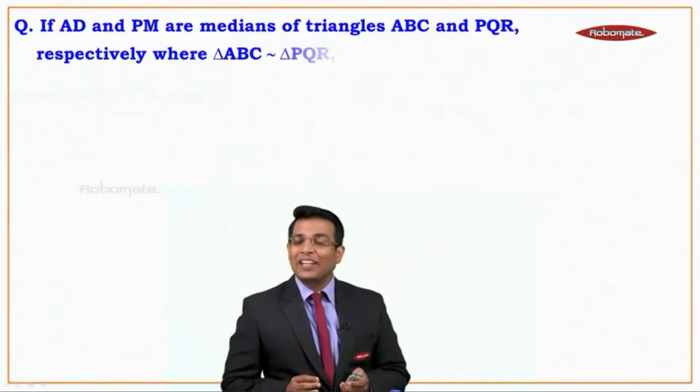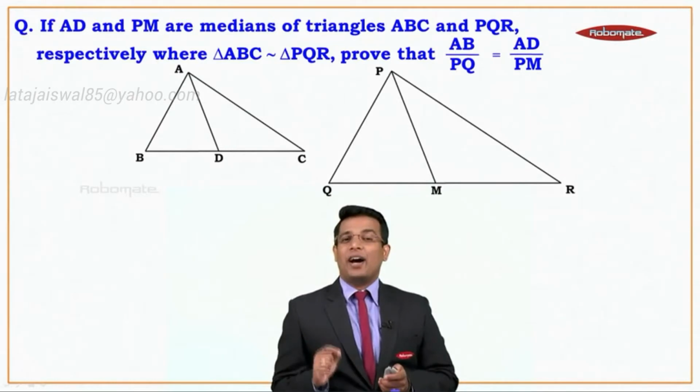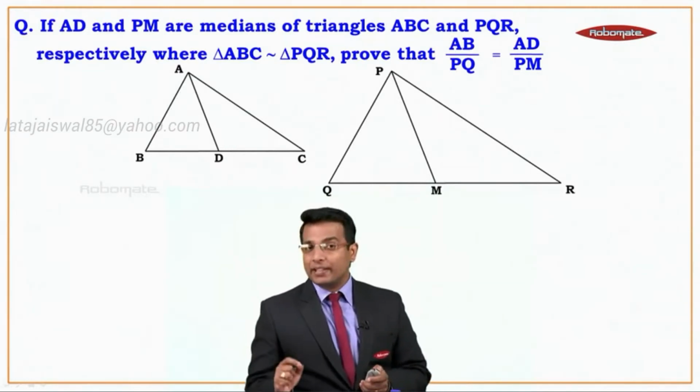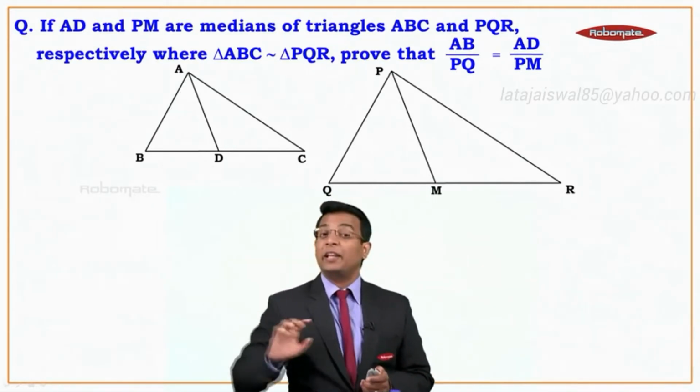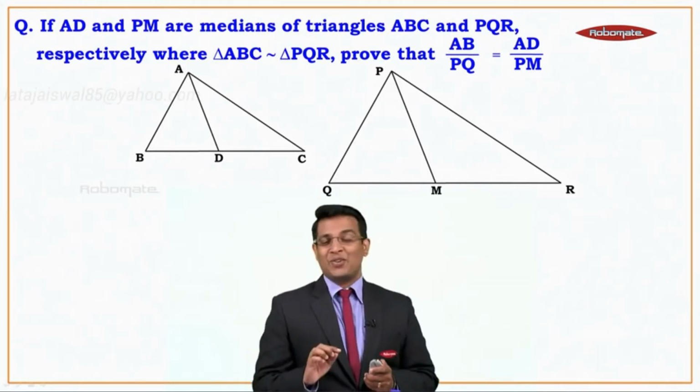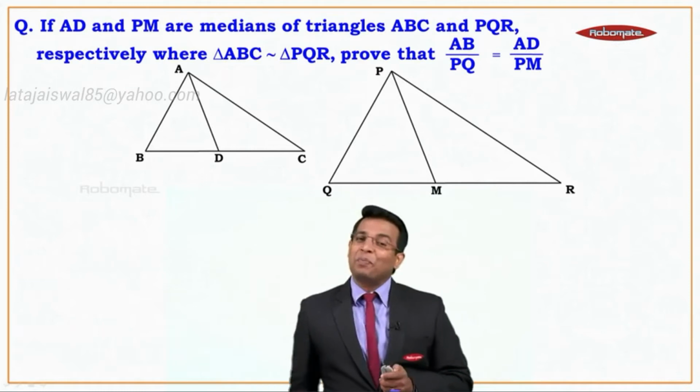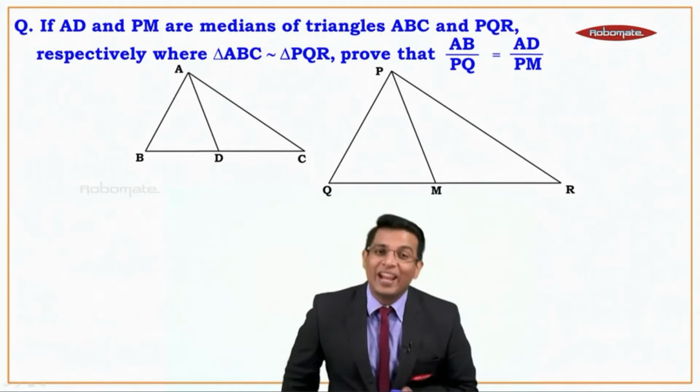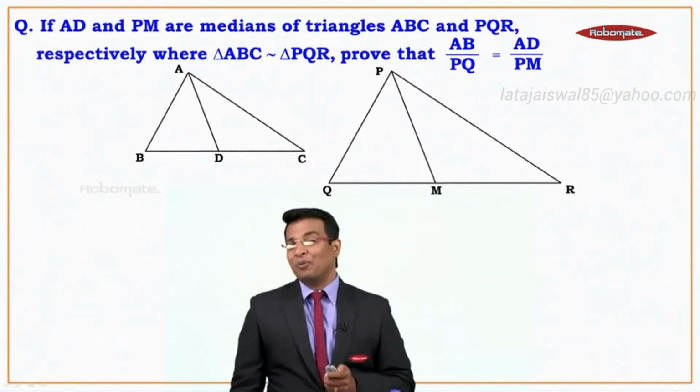So we are doing a very important and a very interesting sum. Let's see the sum. It says if AD and PM are medians of triangles ABC and triangle PQR respectively, where triangle ABC is similar to triangle PQR, prove that AB upon PQ is equal to AD upon PM. This is what you need to prove.